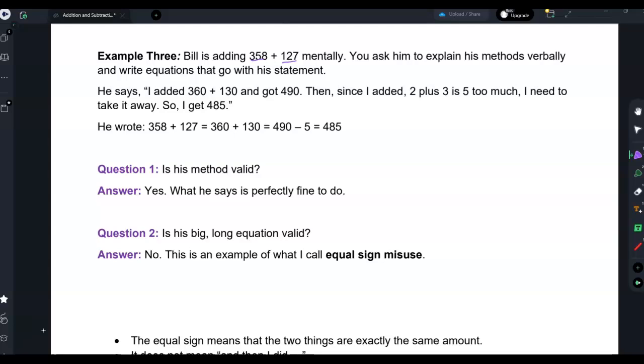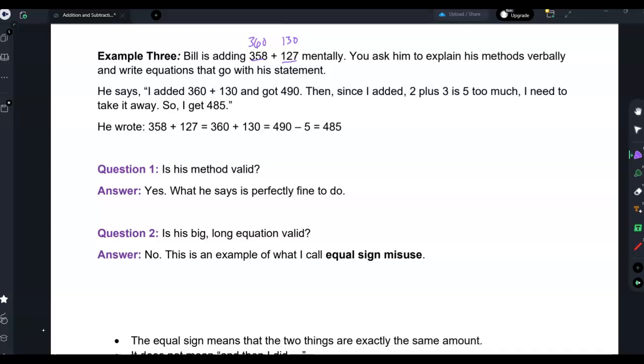This is a great mental math strategy: go to something that it's close to, right? 358 is close to 360. 127 is close to 130. 360 and 130, that's a lot easier to add in your head than 358 and 127. But since we bumped the first one up by 2 and the second one up by 3, that means that we actually added 5 more than we should have. So we need to subtract that off in the end. So you can see that here.